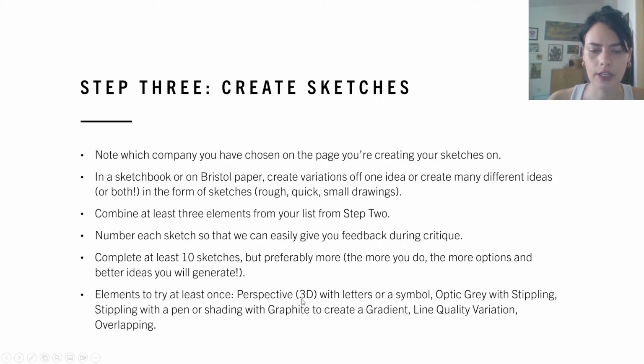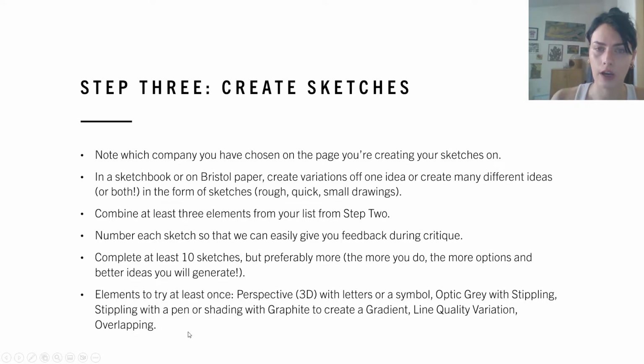I'll show you how to do this, but if you draw in perspective, you can make either a symbol or letters look three-dimensional, which is kind of cool. It's a cool effect, and it's just a good thing to learn how to do if you're interested in drawing or design. You could use optic gray with stippling or with lines. I'll explain in a moment what optic gray is.